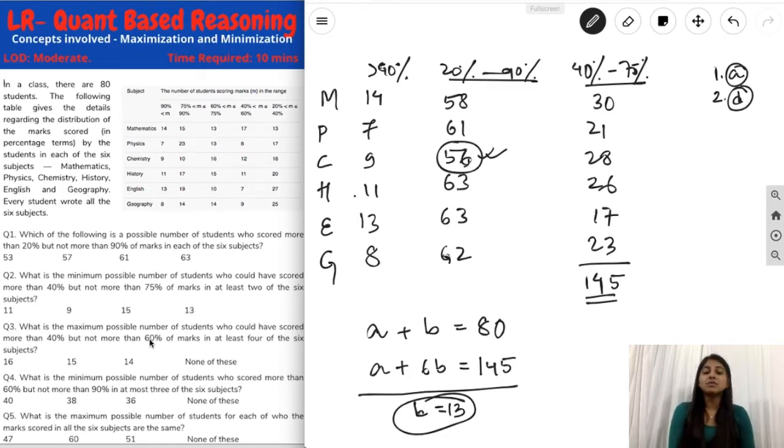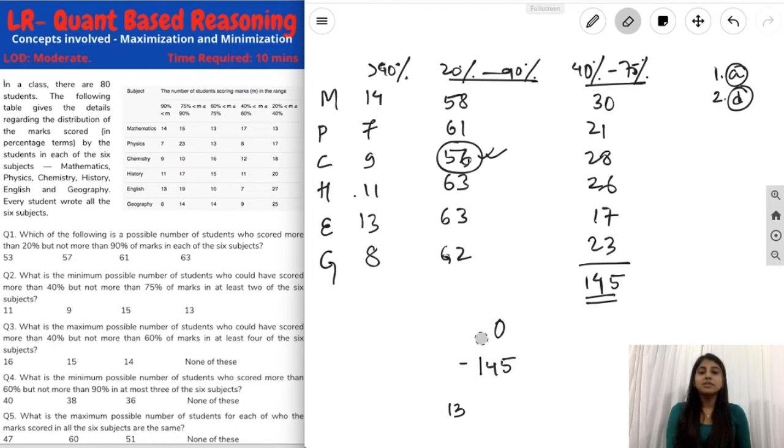What is the maximum possible number of students who could have scored more than 40 but not more than 60 in at least 4 of the 6 subjects? We need the maximum this time. And what is the range? 40 to 60. We just have to stick to this area. All right, so let's solve it.